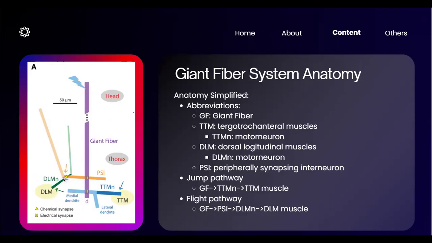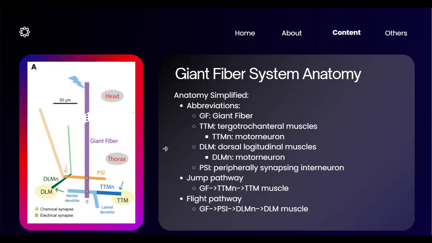Another thing to take into account with this diagram is that they also have the synapses labeled. So we see it's going to the giant fiber, and then we have an electrical synapse with the PSI, and then also down to the giant fiber, an electrical synapse to the TTM, and then there's a chemical synapse, which is with the DLM.